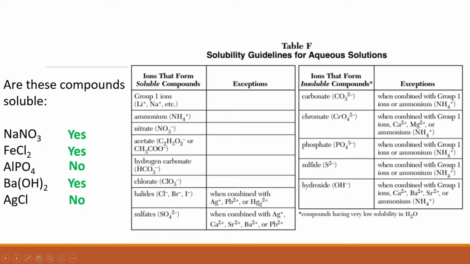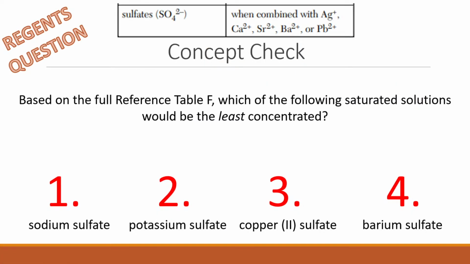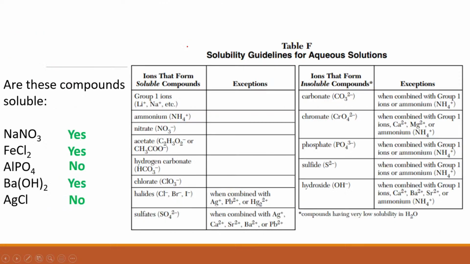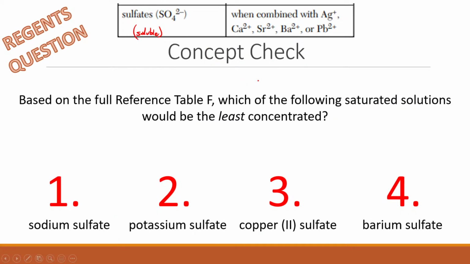One more question to drive this whole thing home. Based on the reference table, which of the following saturated solutions would be the least concentrated? Now, I couldn't fit the entirety of Table F onto this slide, so I pulled out the important piece. Sulfates are in the soluble column, just so you know. This is taken from right here. So we're in the soluble column and the exceptions. Which one of these things would be the least concentrated?